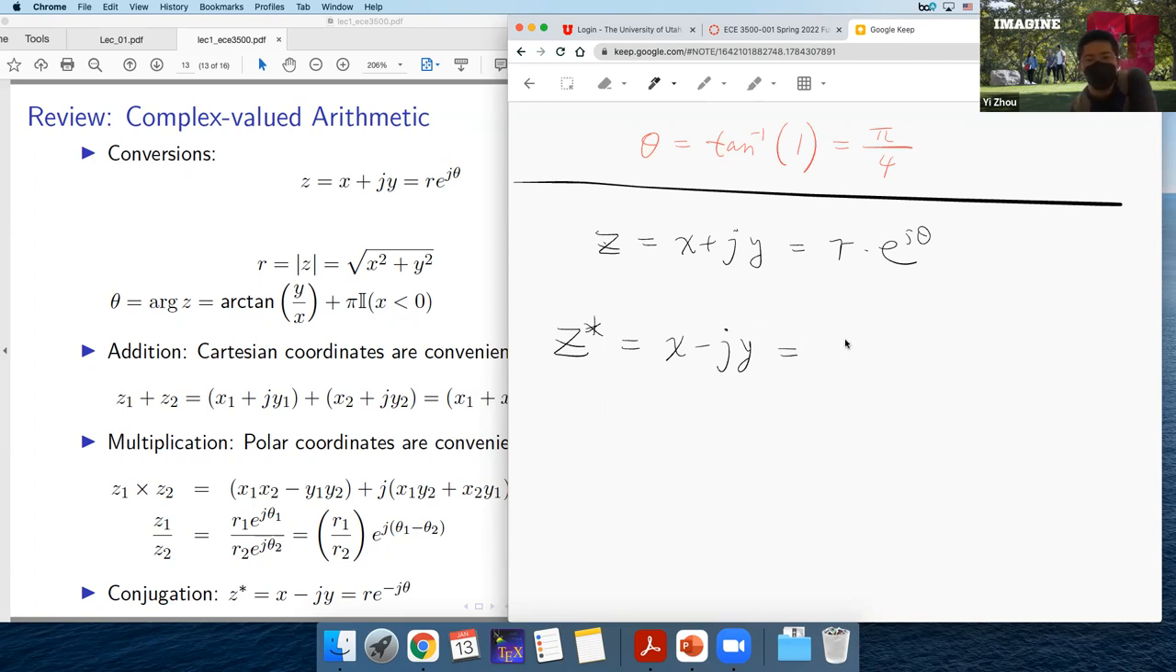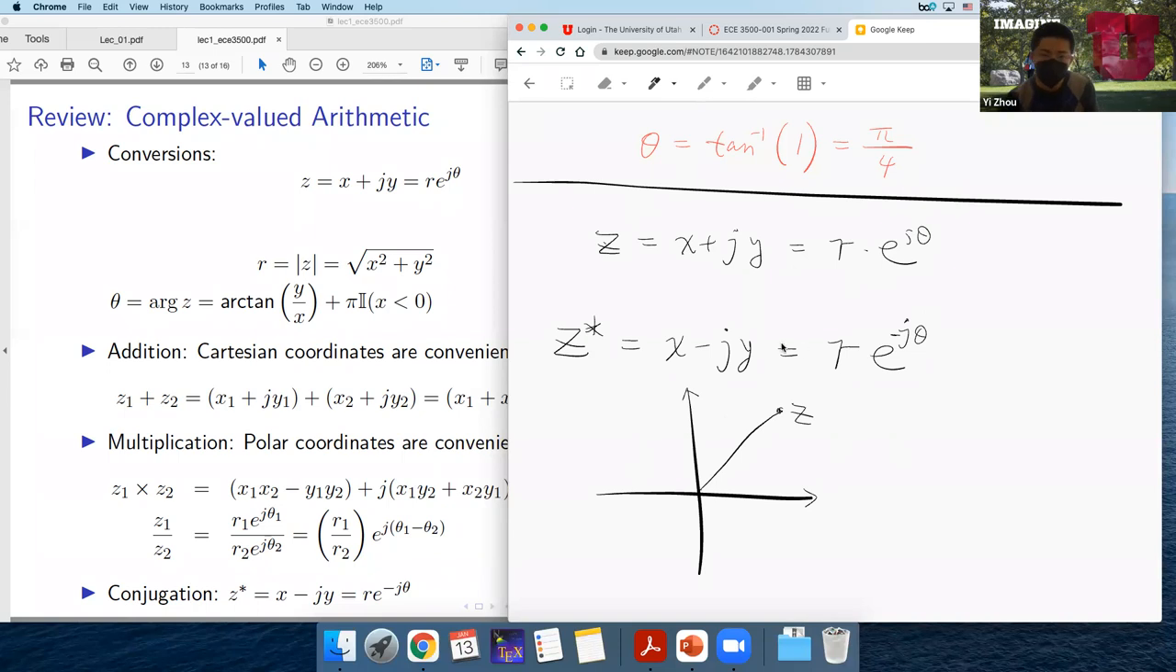Okay. And similarly, in the polar form, it is equal to reverting the sign of the phase. So instead of theta, we have negative theta here. So you can visualize, if this is Z, now you can see that the only thing that we do is changing the sign of the imaginary part. So Z star would be right here. So Z and Z star are symmetric with regard to the real axis.